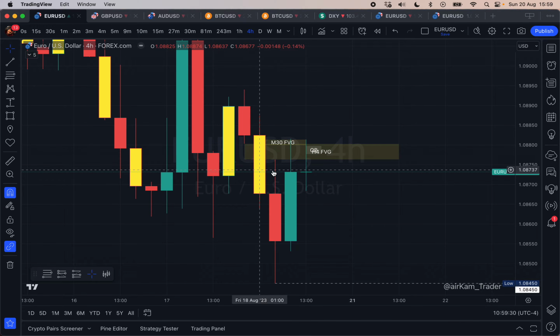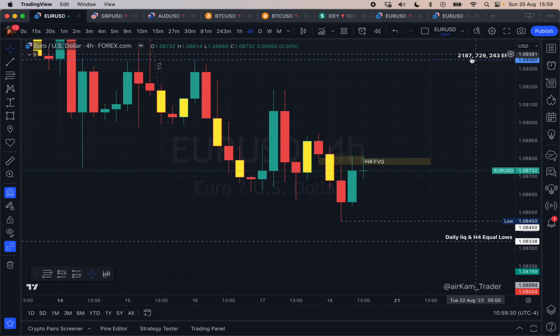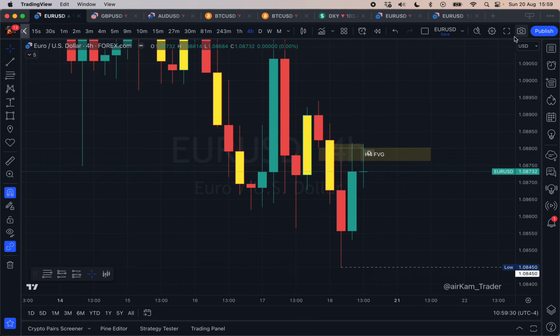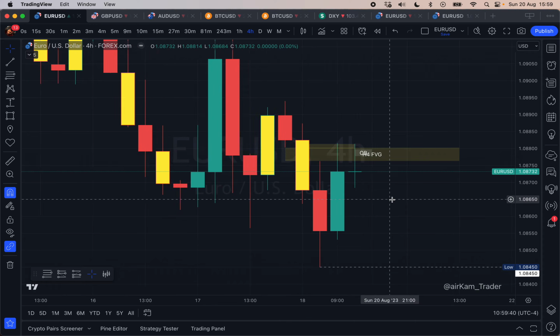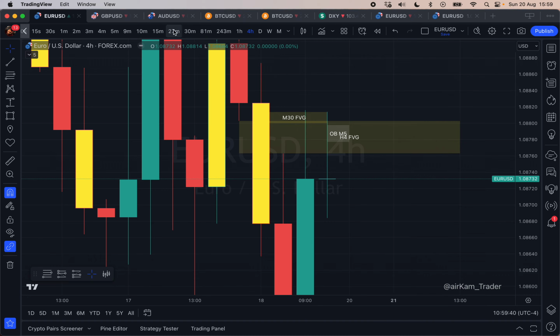So, 4-hour fair value gap. I'm bearish from my Goldbach algorithm short, so that's still running. The market did a market maker model as per my previous post. We broke below and we went back into this 4-hour fair value gap. So let's zoom in and see what happened.